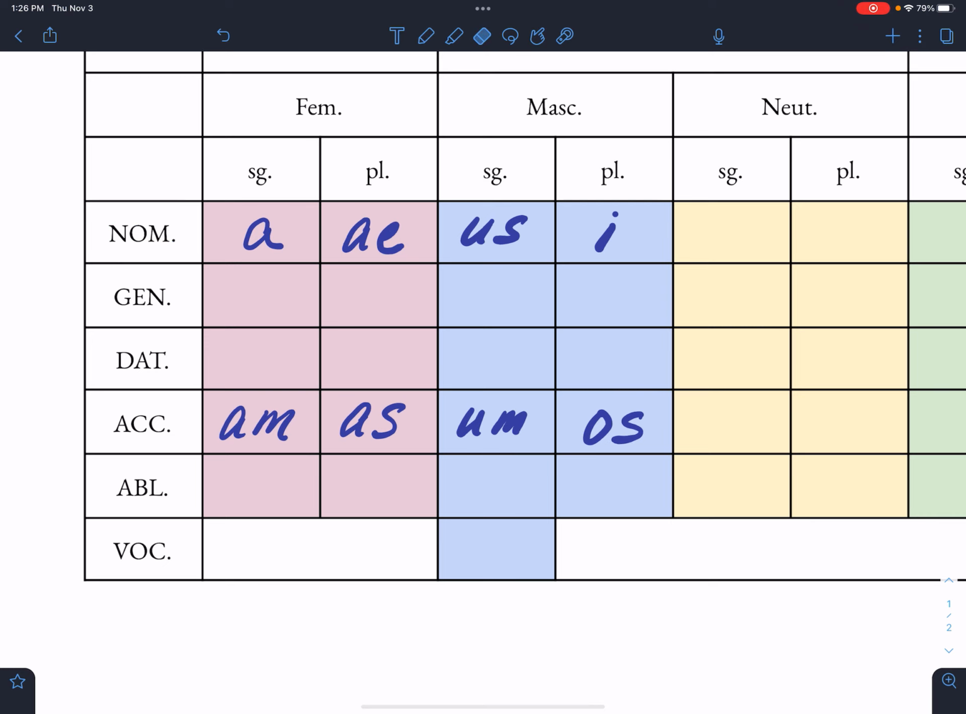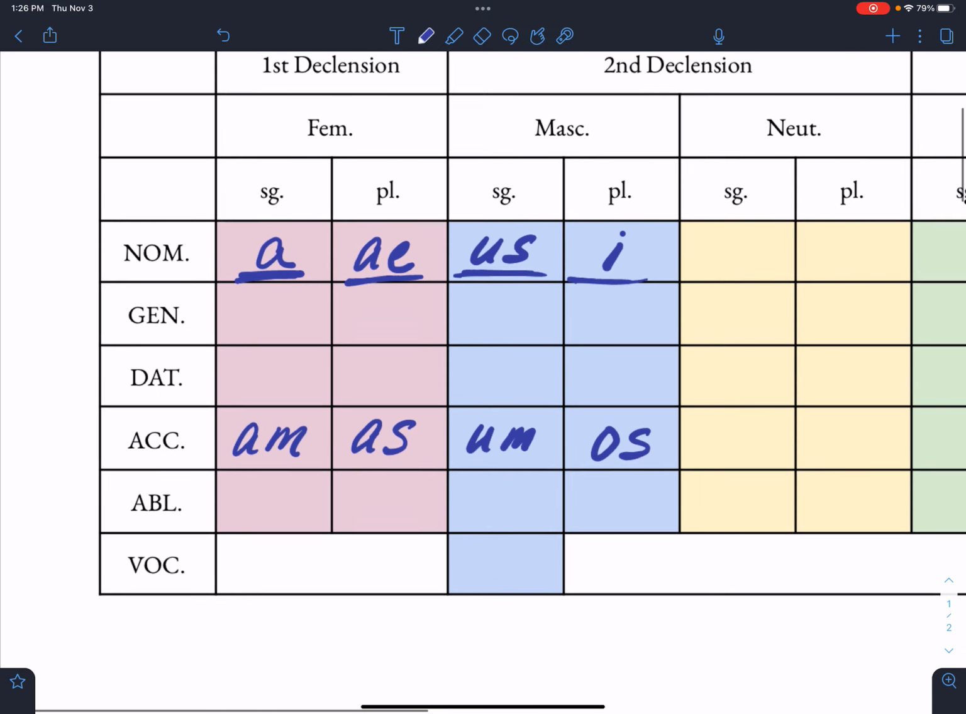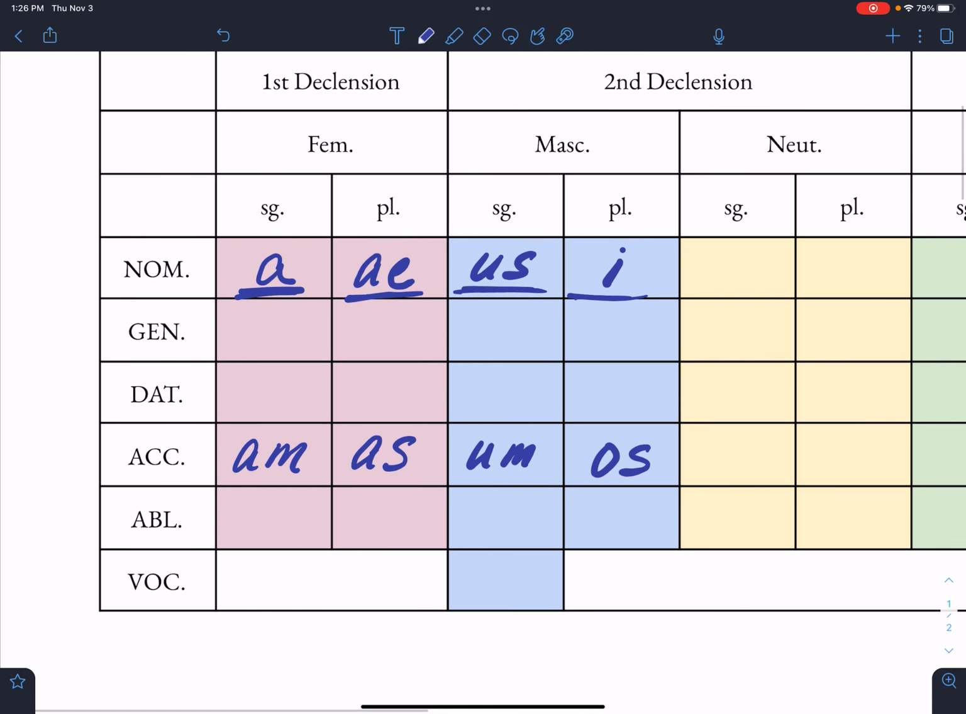If a word ends in A, or AE, or US, or I, how is it functioning in the sentence? Nominative subject. It's the subject, okay? So we can discern from that the nominative case, that's what it's called. The nominative is used for subjects. If you want, you can even write it here: subject.